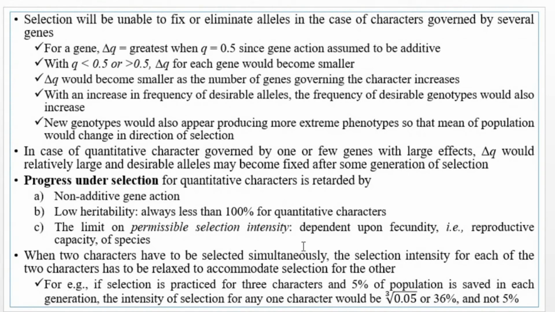If the species is highly fecund, the selection intensity will be low. If the fecundity is very low, the selection intensity will be high. Particularly, either a very few number of individuals has to be selected or a very high number of individuals has to be selected. That will be dependent on the fecundity. So because of that, the progression of selection will be retarded in the quantitative traits.